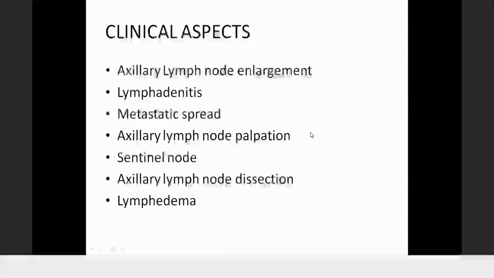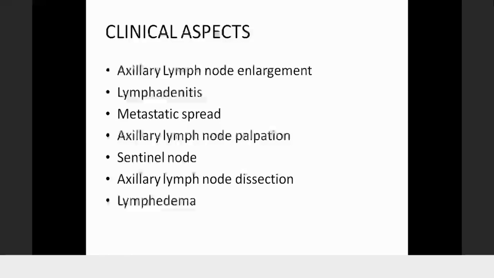And these lymph nodes, now in those lymph nodes, the metastasis and these malignant cells start dividing and they become enlarged. These lymph nodes become enlarged in case of breast carcinoma if there is spread through the lymphatics. So in that case, the palpation of the axillary lymph nodes becomes very important in case of breast carcinoma. It gives us an idea whether the cancer has spread or not.